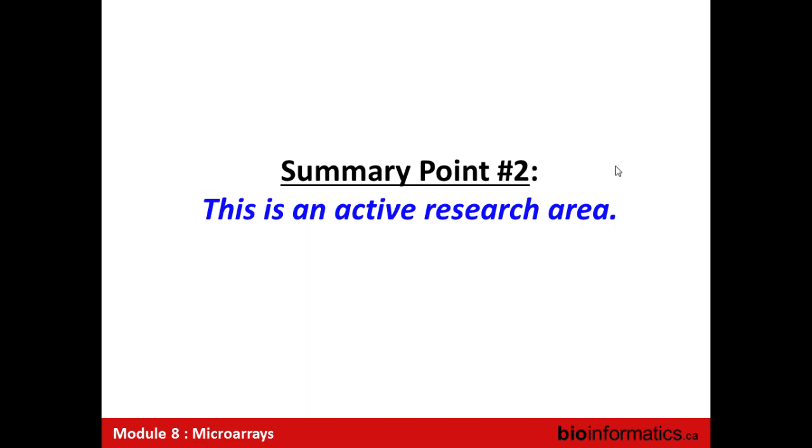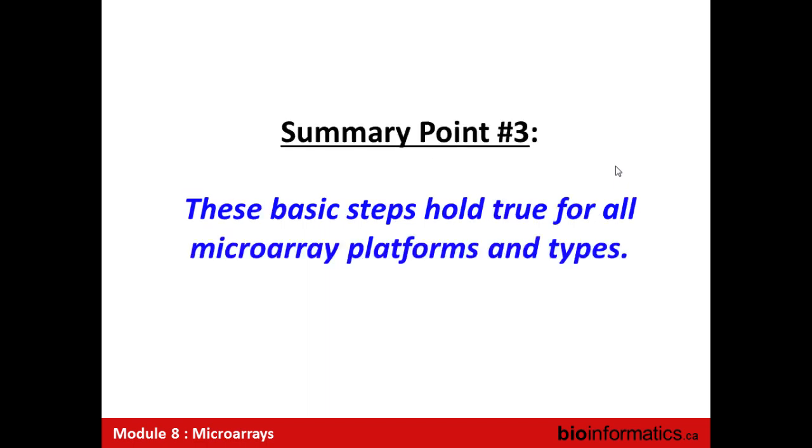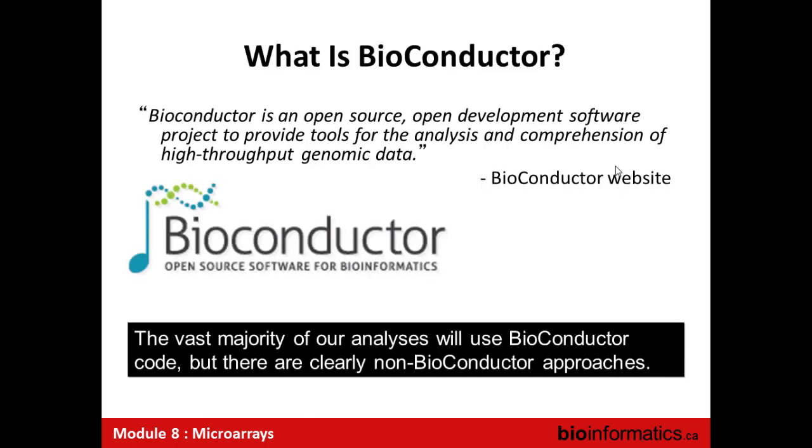The second point is this is still an active area. You still see a microarray analysis paper published at least every month, probably a couple a month. So that's on the order of 20 plus new methods a year. Those methods in some cases are better than what people use, and there are opportunities to get more value out of a microarray experiment simply by reanalyzing it 5 years later. And lastly, what I showed you holds true for all microarray platforms and types, obviously with some type-specific changes that would be added or subtracted from it.